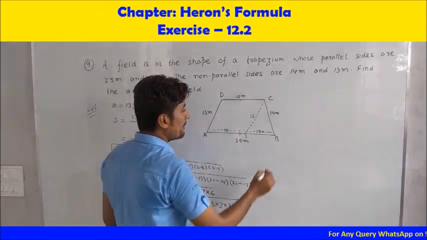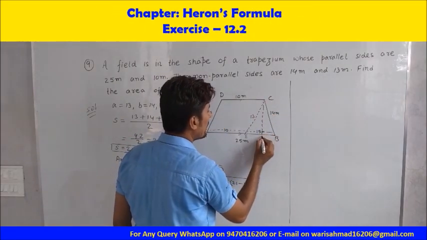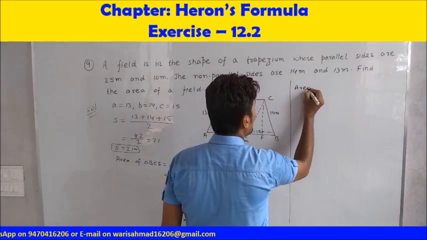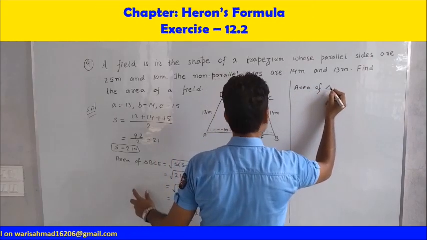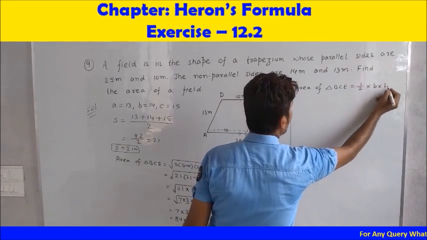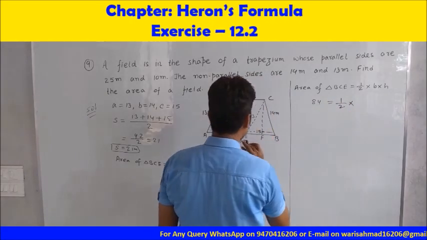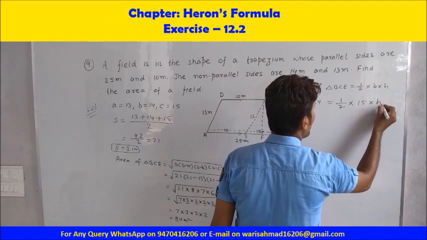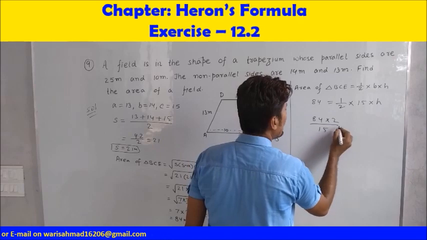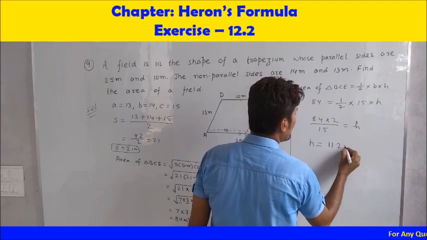After getting the area of triangle BCE, then we have to draw a perpendicular on base BE. Suppose the name of this point is F, so CF is the perpendicular. Again we write here, area of triangle BCE equals 1 upon 2 into base into corresponding height. Area we have is 84 meter square, equal to 1 upon 2 into base, which is given as 15 meter. Height we have to find out. So 84 multiplied by 2 divided by 15 equals H, and finally we can write here H will be equal to 11.2 meter.